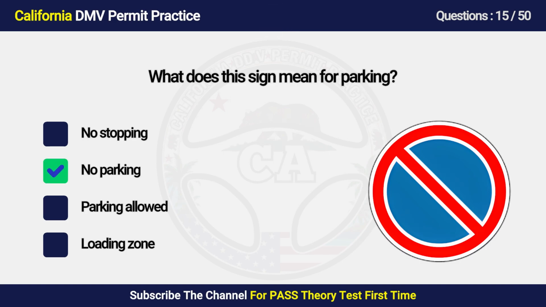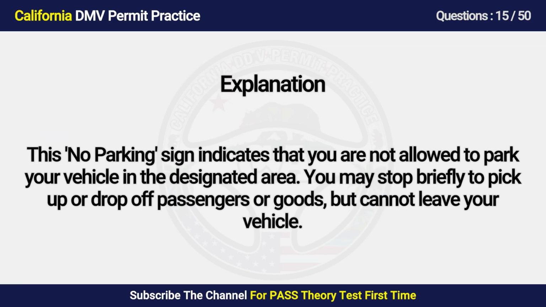Answer is B. No parking. This no parking sign indicates that you are not allowed to park your vehicle in the area. You may stop briefly to pick up or drop off passengers or goods, but you cannot leave your vehicle.